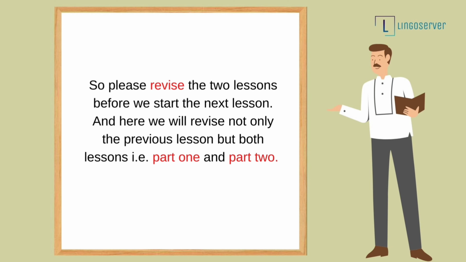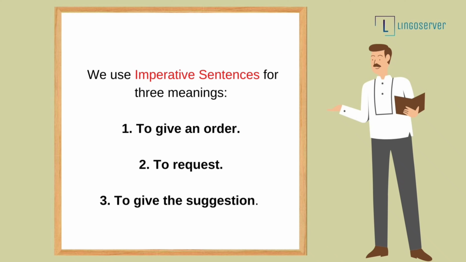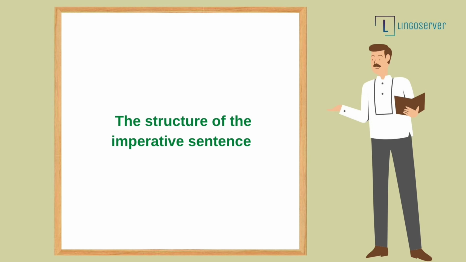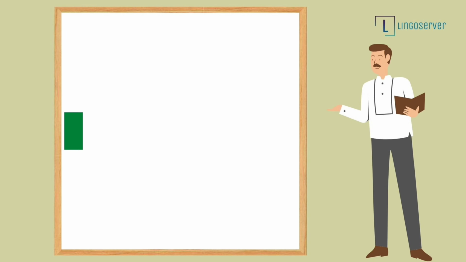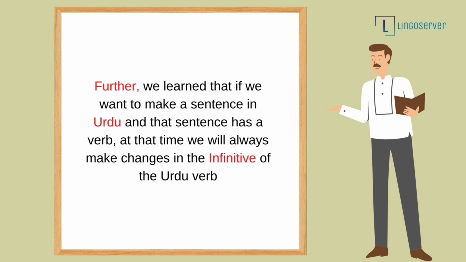Here we'll revise not only the previous lesson, but both lessons, I mean part 1 and part 2 of the imperative sentences. So let's revise the lesson. We learned that we use imperative sentences for three meanings. Number 1, to give an order. Number 2, to request. Number 3, to give a suggestion. We also learned that the structure of an imperative sentence in Urdu is object plus verb, with different forms. Further, if we want to make a sentence in Urdu that has a verb, we always make changes in the infinitive of the Urdu verb.